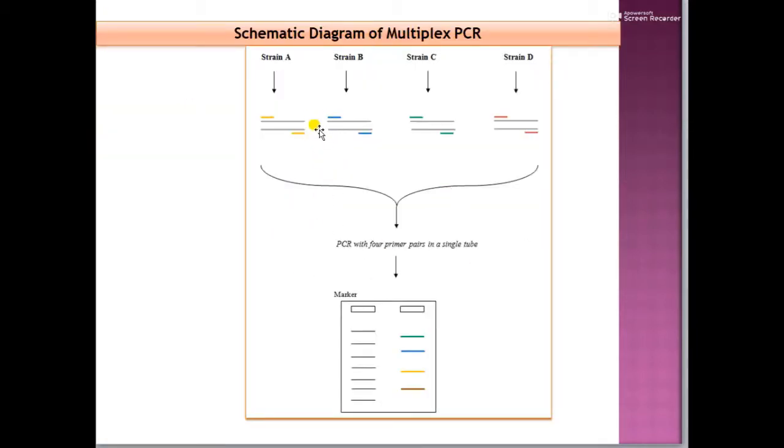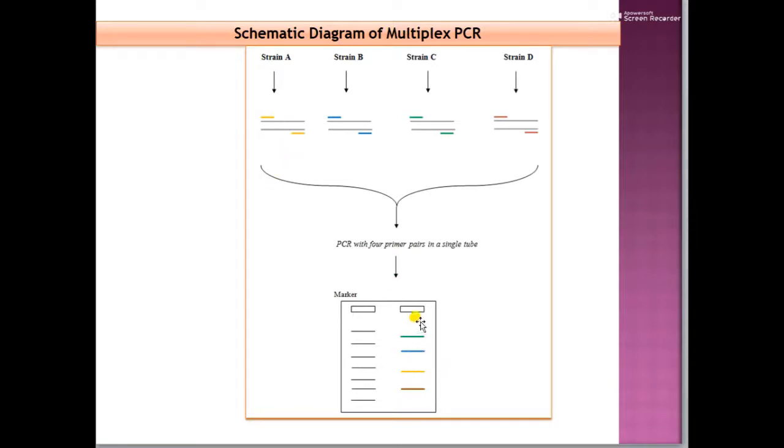If I want to identify 4 different strains of a particular organism, for example, a mycobacterium, which has different strains, I need to find out like that. I will prepare a primer which is specific for strain A, strain B, strain C, and strain D. Then I will put all these primers together along with the DNA sample and do a PCR amplification. And if this particular fragment, a fragment of this particular length, is formed, I will say that it is of strain A.